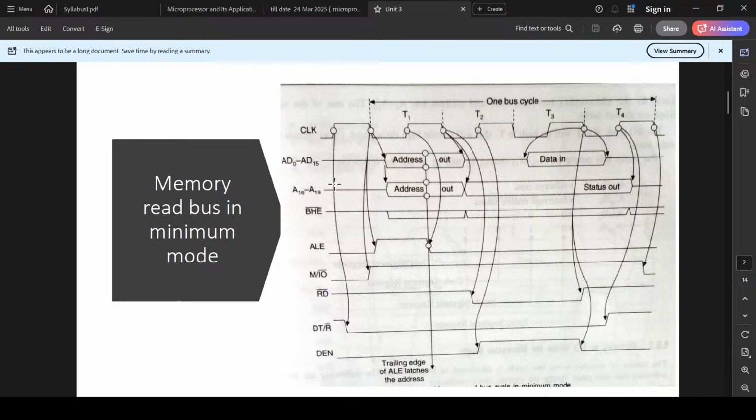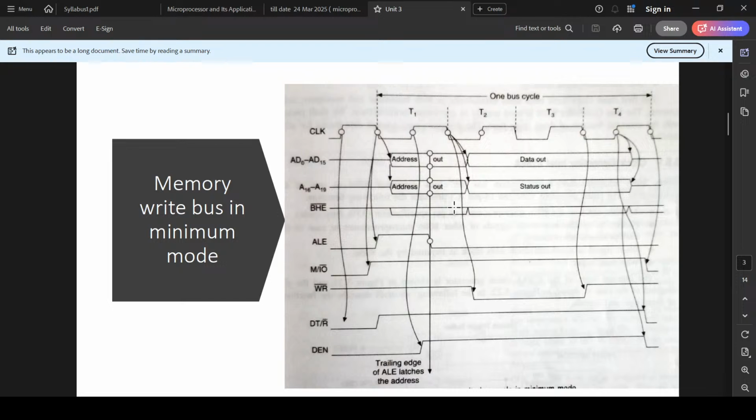Address out, and the data in. The ALE gets the pulse, input output, read when it's 0, and all these things. Trailing edge of ALE latches the address. Yes, trailing edge latches this address. So it flips here and will become out. Memory write bus. This was the memory read bus, and this is the memory write bus.